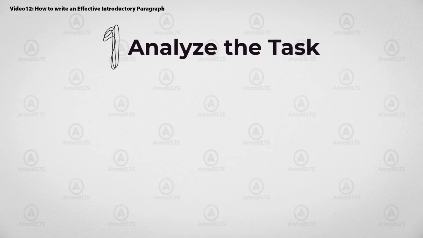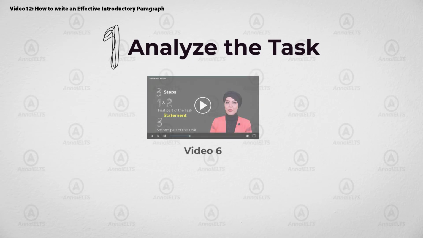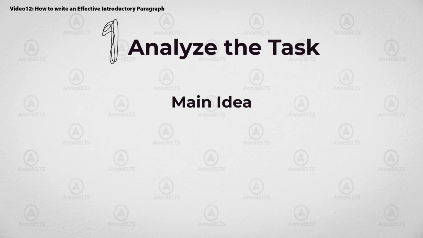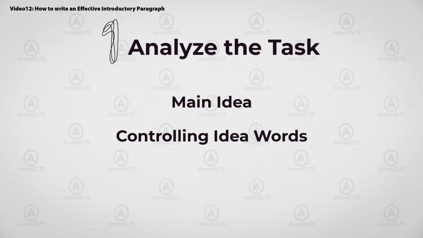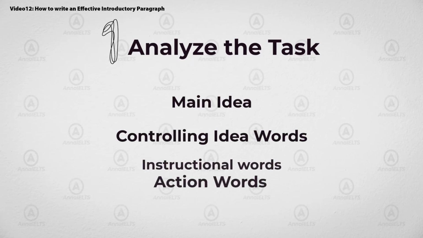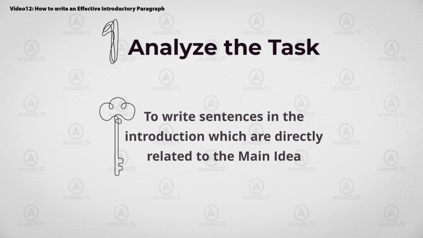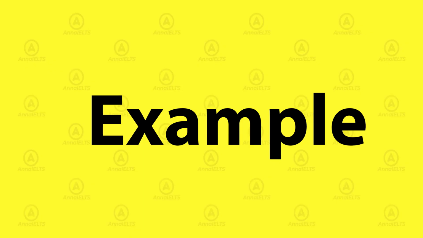The first step to writing an introduction is called analyze the task. In video number 6, task analysis was discussed. In the task analysis stage, we have to extract 3 factors: main idea, controlling idea words, instructional words or action words. The reason for analyzing the task and extracting main idea and controlling idea words is to write sentences in an introduction which are directly related to the main idea.